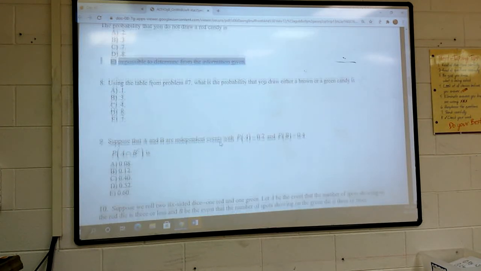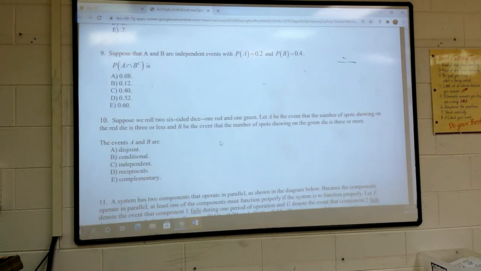Okay, number 9. Suppose A and B are independent events with the probability of A being 0.2 and the probability of B being 0.4. What is the probability of A and not B? 0.12. How would you get that? Because the probability of not B is 0.6, the complement of it. And then 0.6 times 0.2 is 0.12.